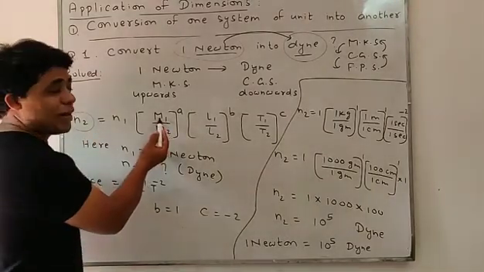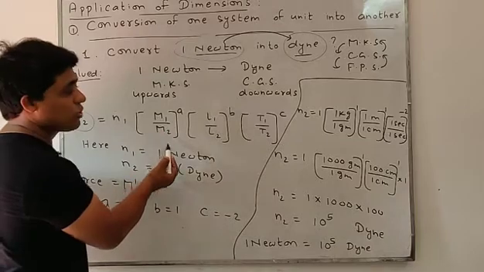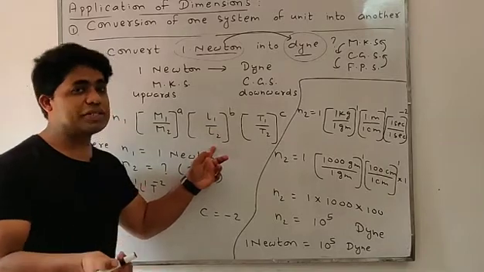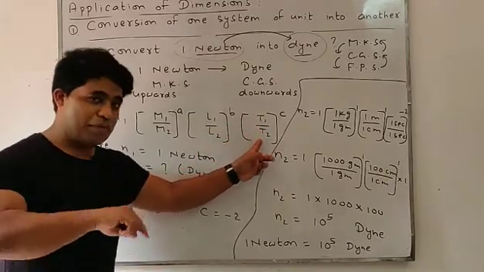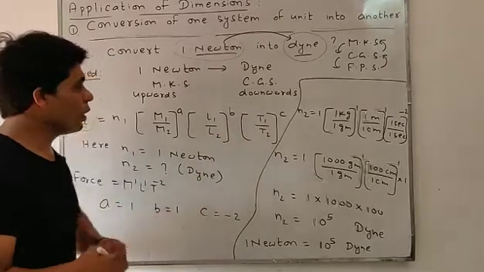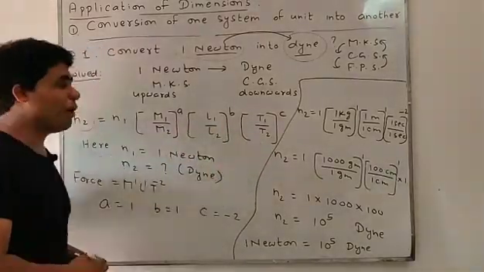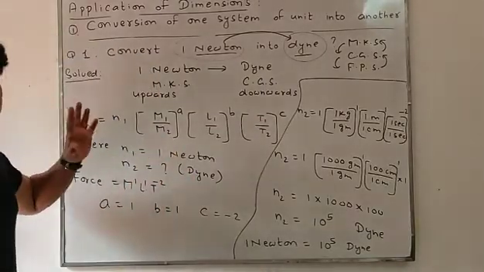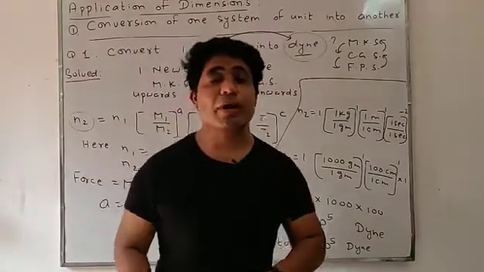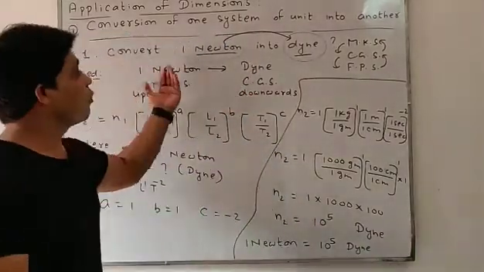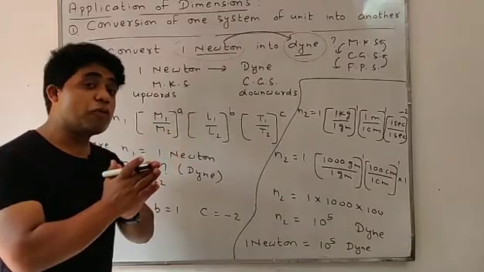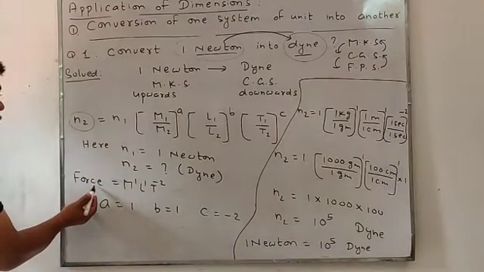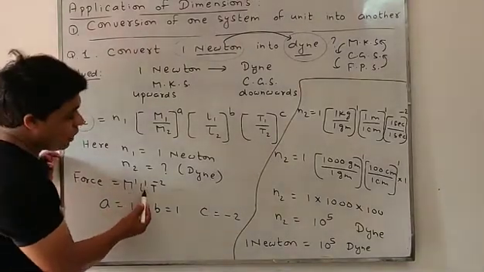Now M1 is the mass in the first system, M2 is the mass in the second system of that physical quantity. L1 is the length in the first system, L2 is the length in the second system. T1 and T2 are the time in the first and second system respectively. And A, B, C are the powers of M, L, T, the exponents, which are said to be the dimension. First of all, you have to identify which physical quantity you are given. We are given Newton, the unit of force, so the physical quantity is force. And we know the dimension of force: M1 L1 T minus 2.